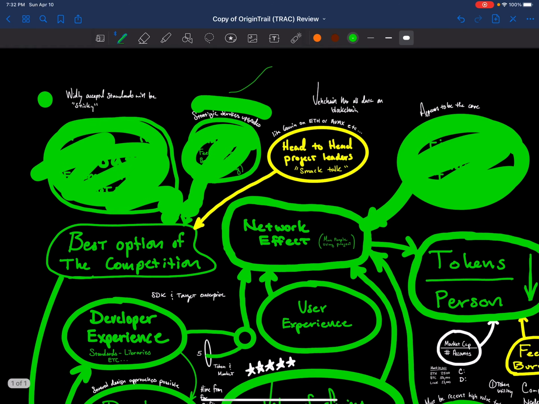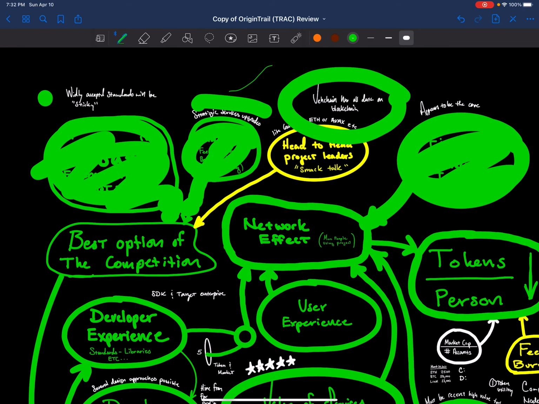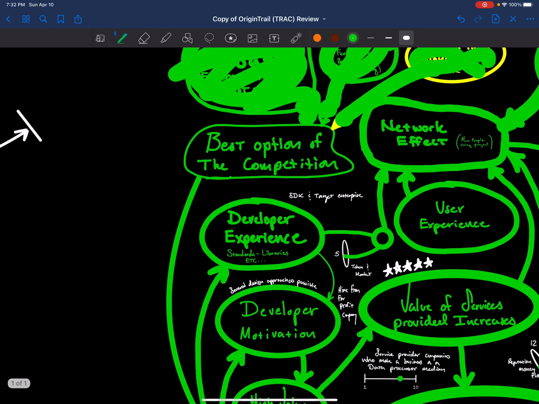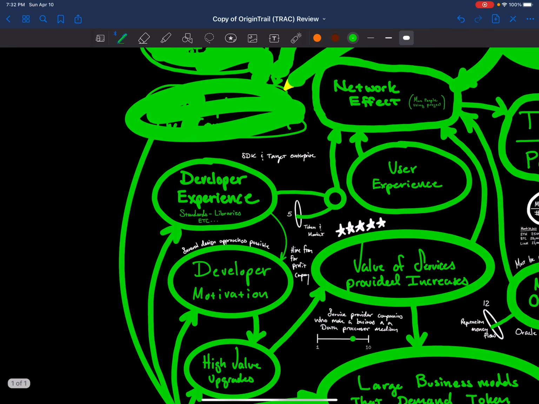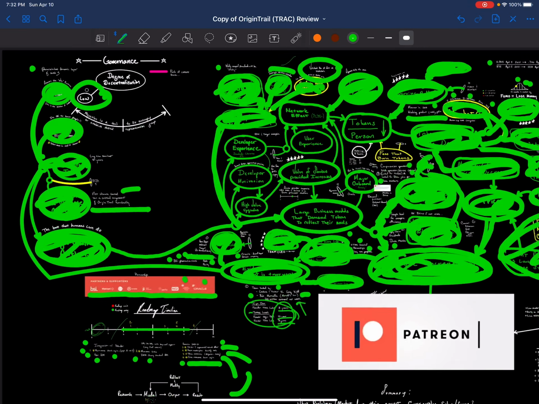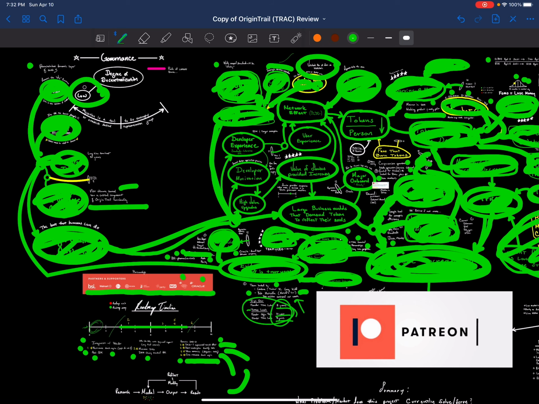And regarding VeChain, VeChain stores its data on the blockchain. I think this one does not. I think that is a more powerful approach. So the best option in the competition, I personally think that is the case.